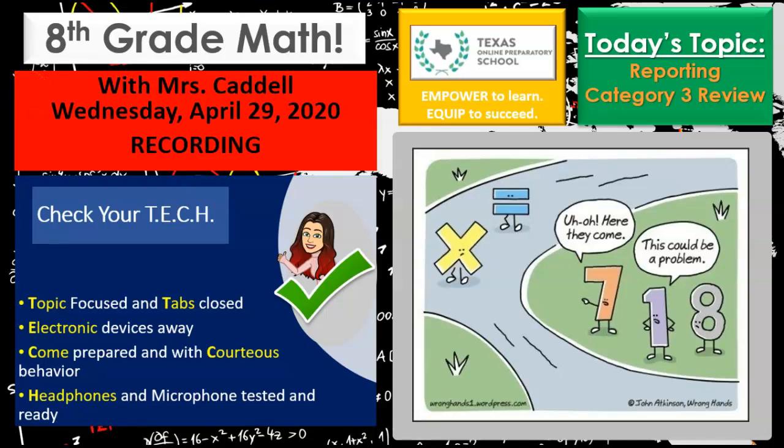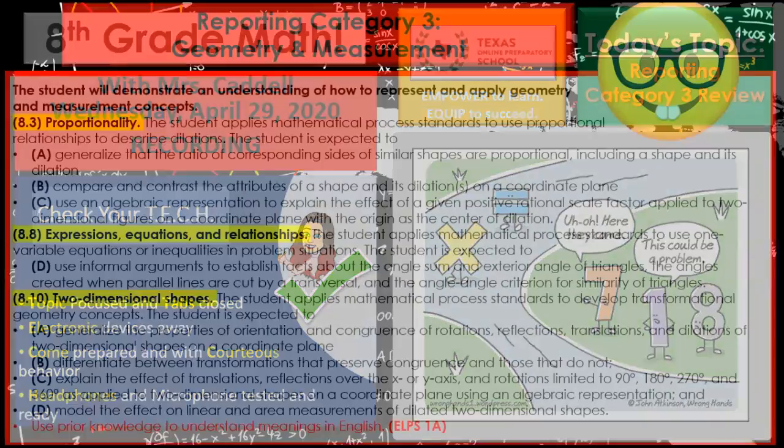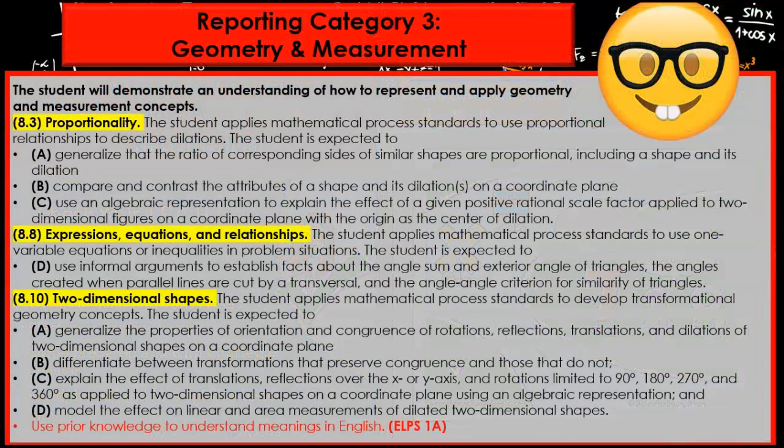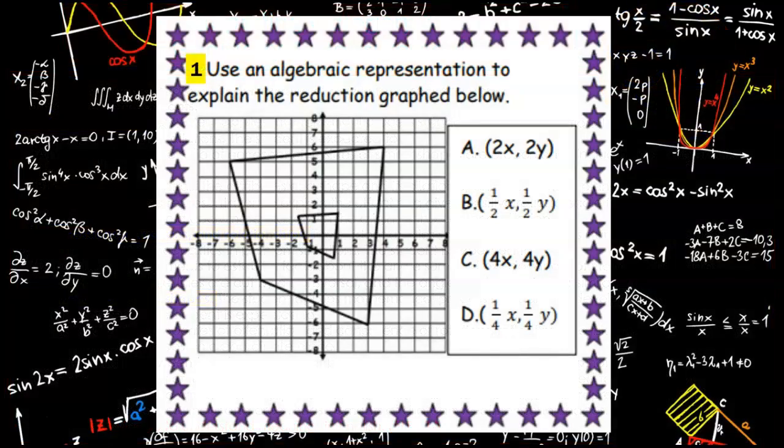It is Wednesday, April 29th, 2020, and we are going to review Category 3 just a little bit more today. Again, reporting Category 3 is over geometry and measurement. Specifically, we're looking at proportionality, expressions, equations, and relationships, and two-dimensional shapes. So I've just got some practice to go through today. Press pause while you work out the problem, and then press play when you're ready to check your answers.